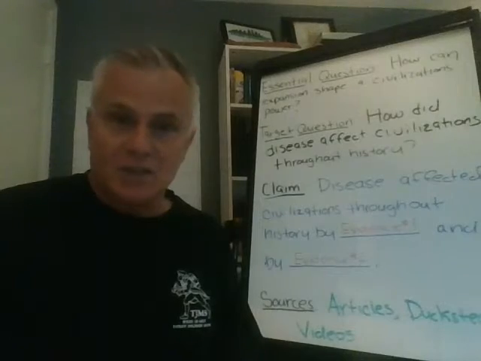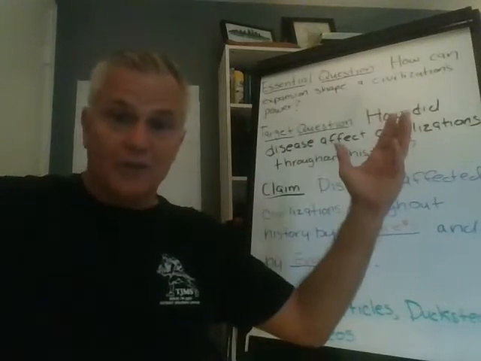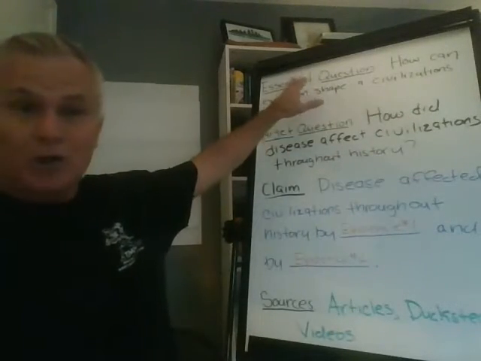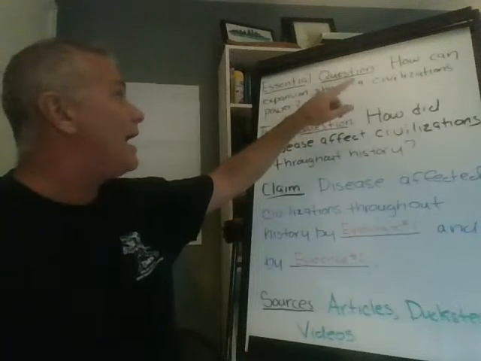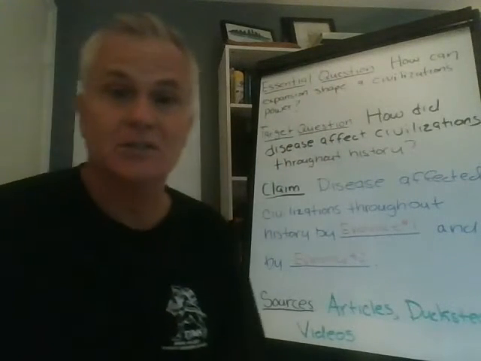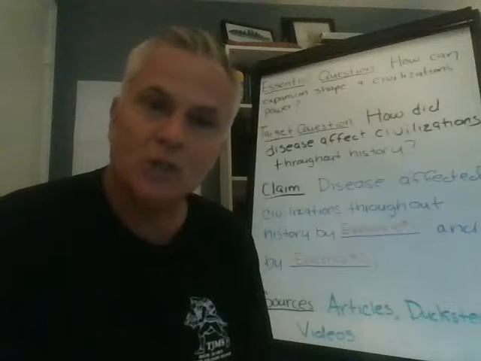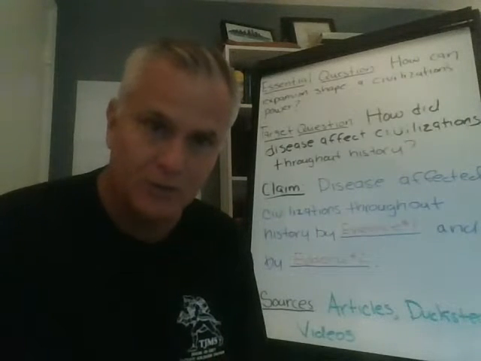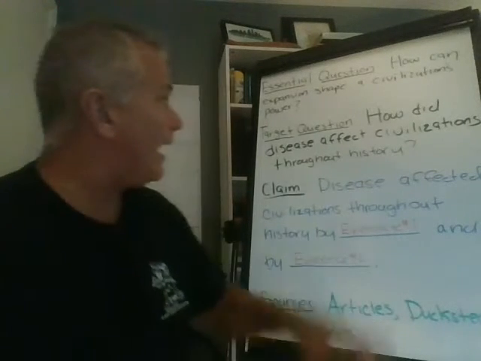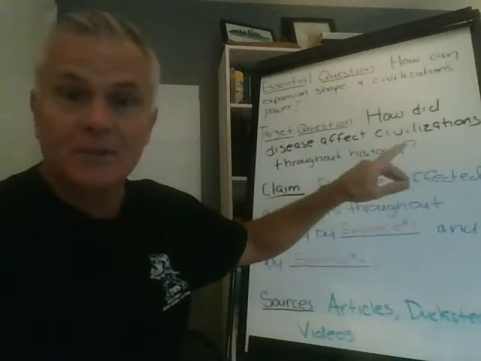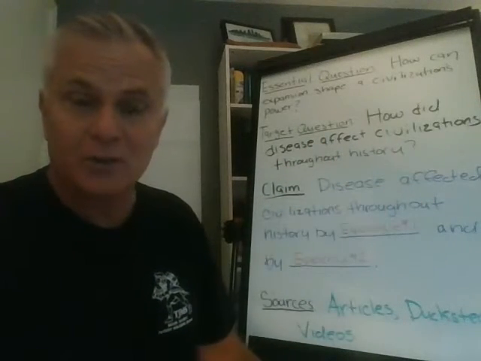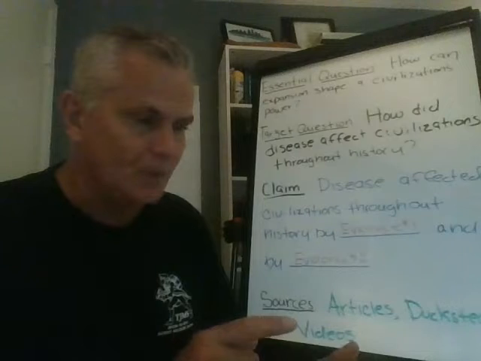Remember, we always have an essential question. That's the overall thing that we're talking about. And what we're talking about with Rome right now is how can expansion shape a civilization's power? But the target question that we're going to answer first is, how did disease affect civilizations throughout history?